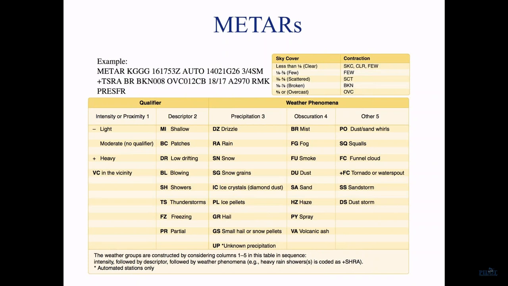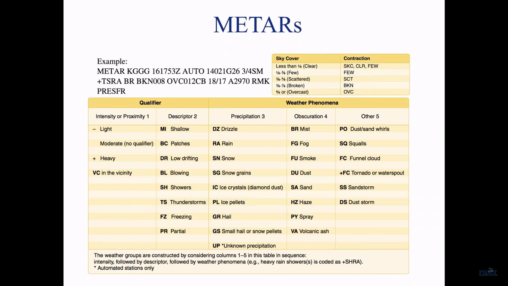BKN008, OVC012CB. Always reported in the sequence of amount, height, and type or indefinite ceiling height. The heights of the cloud bases are reported with a 3-digit number in hundreds of feet AGL. The types of clouds, specifically towering cumulus, TCU, or cumulonimbus, CB clouds, are reported with their height. Contractions are used to describe the amount of cloud coverage and obscuring phenomena. The amount of sky coverage is reported in eighths of the sky from horizon to horizon.